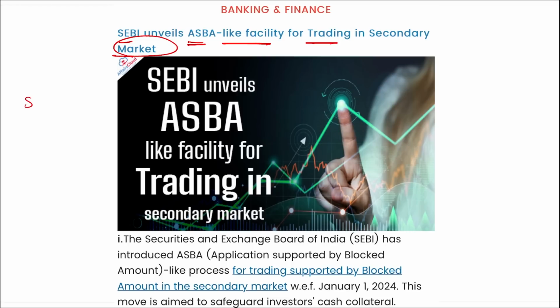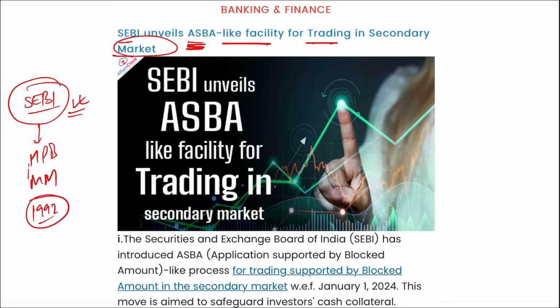Next, SEBI has unveiled an ASBA-like facility for trading in the secondary market. I repeat, SEBI. A direct question will be asked, who introduced ASBA? That is Application Supported by Blocked Amount, right? So this is your ASBA. This method utilizes the funds that are held in the investor's bank account rather than requiring upfront transfer for trading. It integrates the RBI-approved UPI mandate service of single block and multiple debits with the secondary market trading and settlement process, and UPI block facility. Correct? Then if we talk about SEBI, who is the chairperson? Madhabi Puri Buch, headquarters Mumbai, Maharashtra, and it was established in 1992.